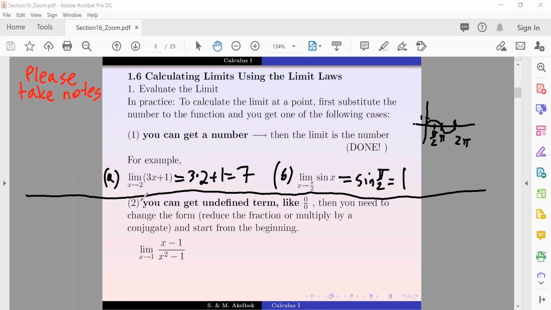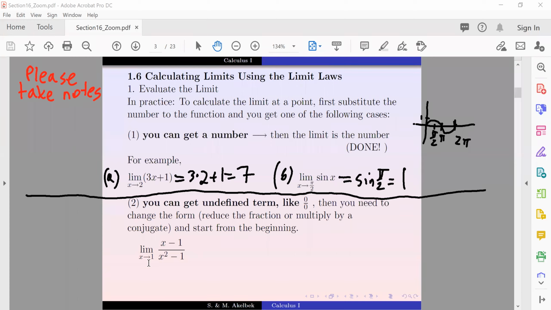Number 2, maybe I will wait until you take the first notes. Take a minute, and then we will move on to the second part. All right, case 2, you can get an undefined term, for example, 0 over 0. 0 over 0 is undefined. Then what we need to do, we need to change the form, reduce the fraction, or perform whatever calculation is needed, and start from the beginning.